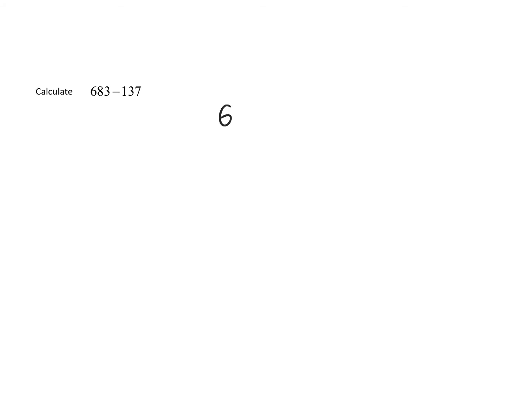And again, we're going to write it the same way. Starting at the right, but you'll notice when I go to do 3 minus 7, the 7 is larger than the 3, so what we have to do is borrow. So the 8 becomes a 7, making the 3 a 13. 13 minus 7 is 6, 7 minus 3 is 4, and 6 minus 1 is 5.